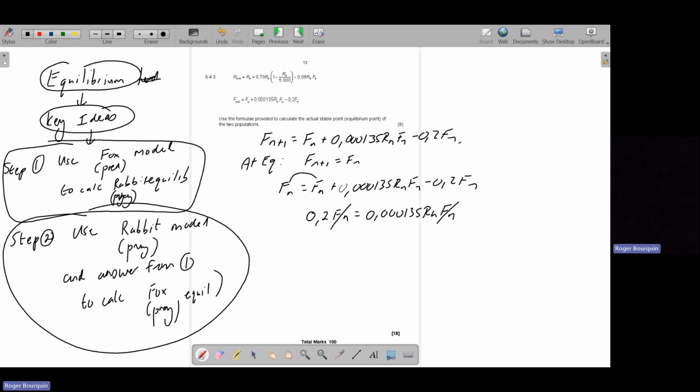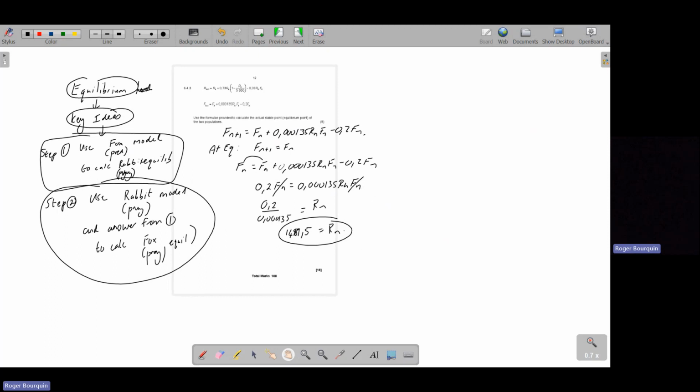Okay, and you get Rn is equal to 0,2 divided by 0,00135, which is going to give you your rabbit equilibrium. Okay, and you end up with a rabbit equilibrium of 1,481,5. Okay, right, so between 1,481 and 1,482.